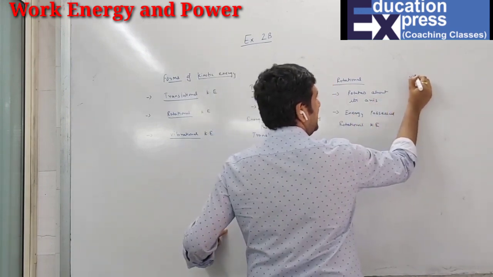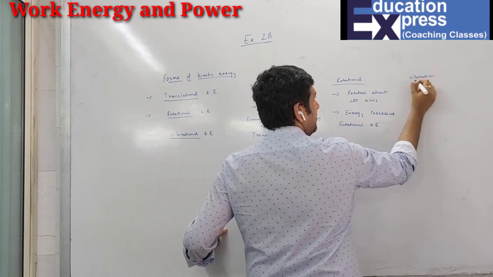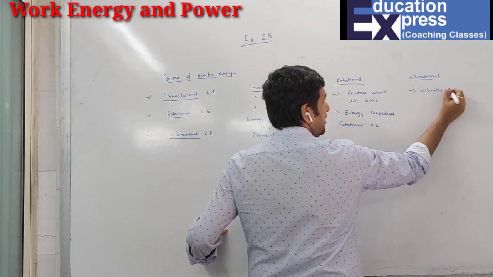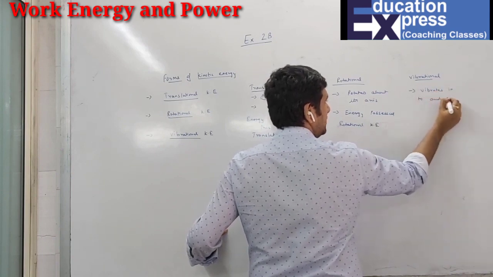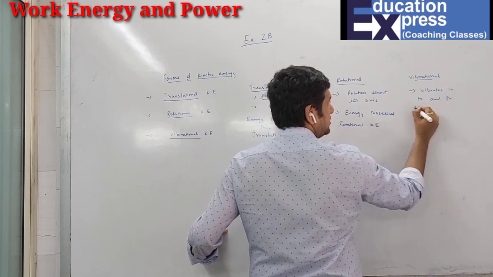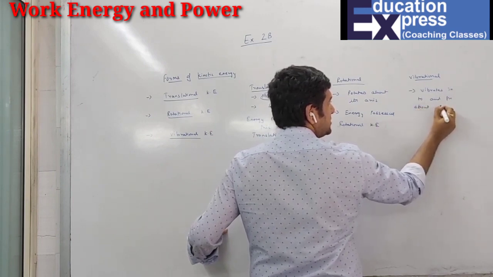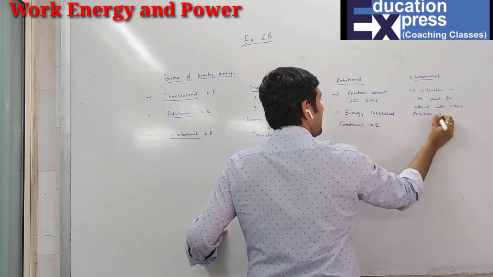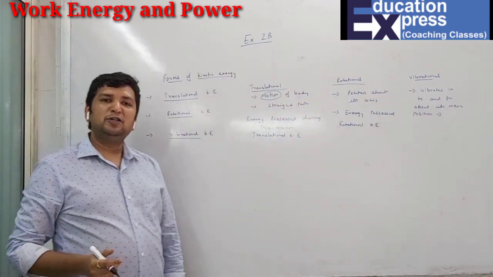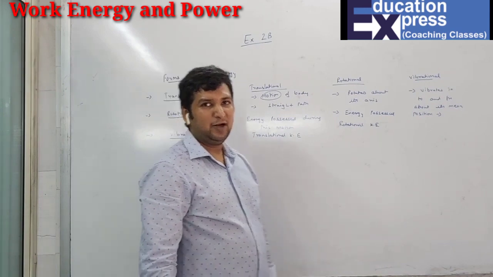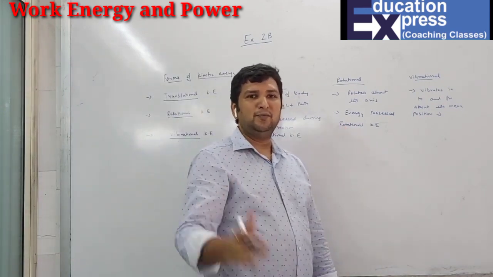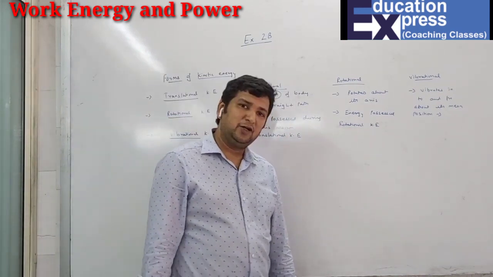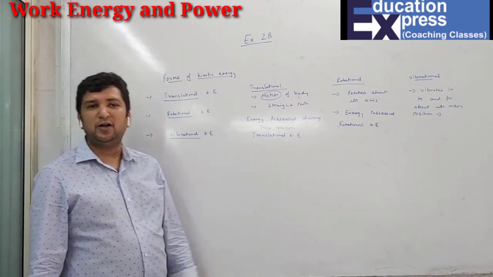Third is vibrational kinetic energy. When the body vibrates in a to and fro motion about its mean position, it is said to be vibrational motion, and the energy possessed during this motion is said to be vibrational kinetic energy. So when the body moves to and fro about its mean position, it is said to be vibrational motion. Energy possessed during this motion is said to be vibrational kinetic energy. Hence, we have finished the forms of kinetic energy.